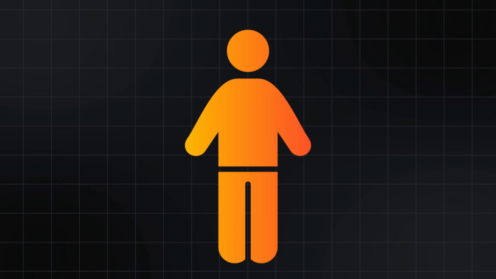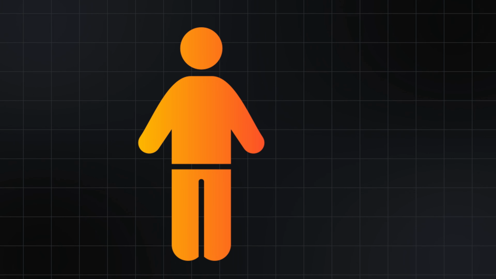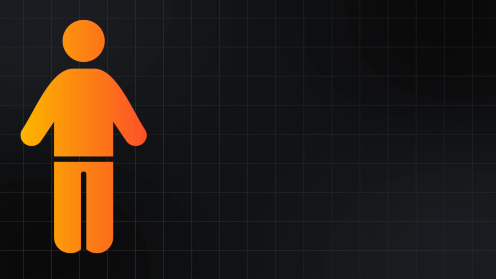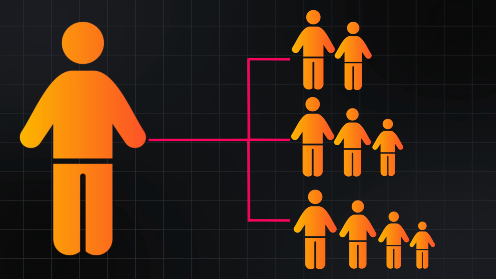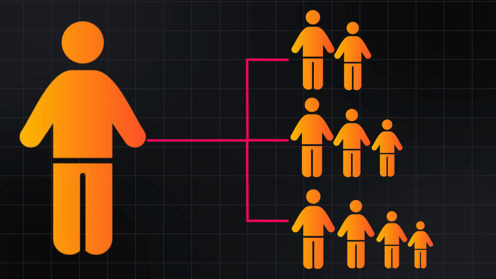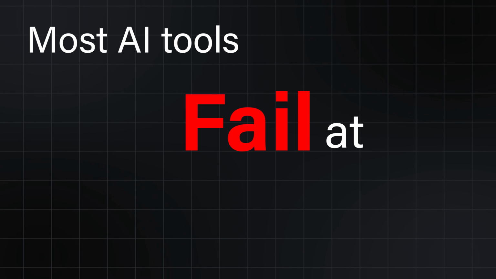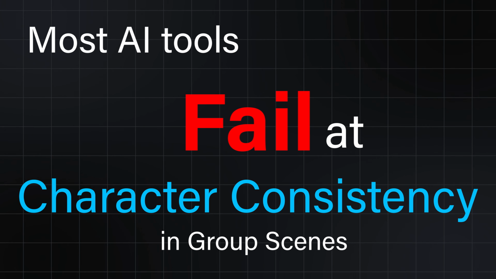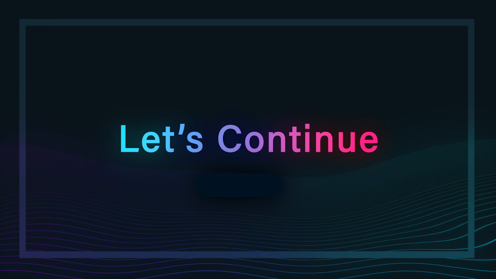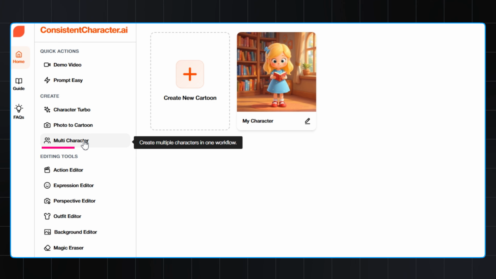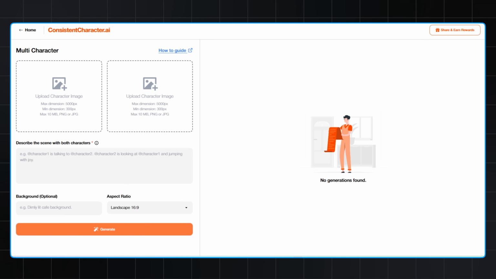Now we've covered how to work with a single character and create variations of them in different scenes. But what if you want to build a story with more than one character interacting together? Most AI tools fail at character consistency in group scenes, but this one handles it well. Let's continue. I'll go back to the dashboard and click Multi-Character.